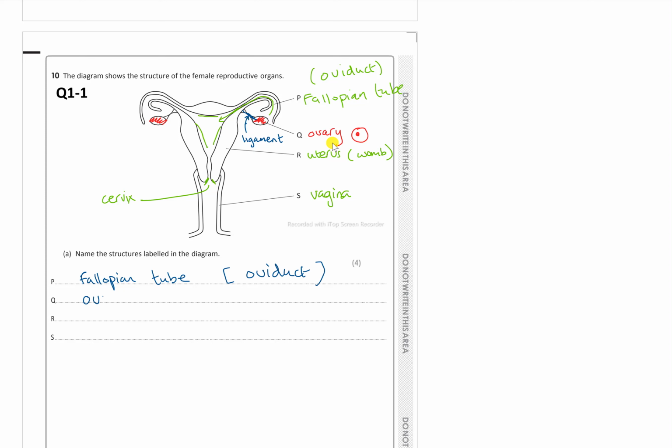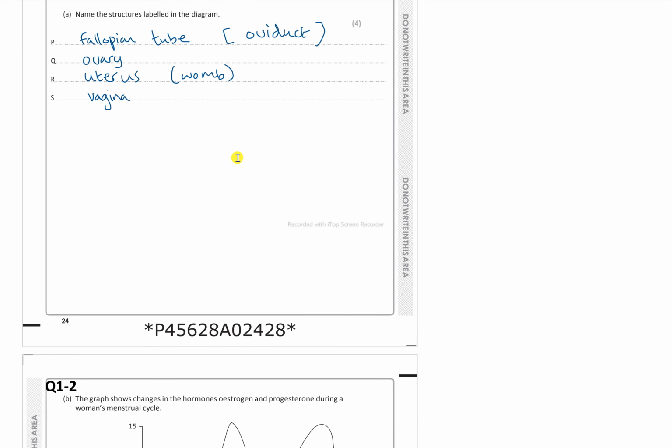Then you've got the ovary. Singular is ovary, plural is ovaries. Then you have the uterus, which we commonly call the womb. And you've got then the vagina. So if I get rid of this, you might be able to see it better. There you go. Just learn that structure.